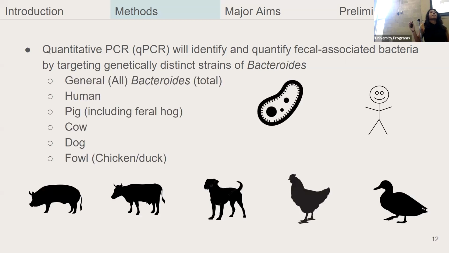And for this, I have 6 different assays or markers. So I have a general marker, all Bacteroides. This is not as specific as my organism-specific ones. So this will pick up all of the different ones. It will pick up human Bacteroides as well as the cow Bacteroides. So this will serve as my total marker. And then I have 5 species-specific or organism-specific markers. I'm targeting human. I have a pig marker, which also picks up feral hog, which is really important because they're invasive to our area. And I have a dog marker, a cow marker, and a fowl marker, which picks up both chicken and duck.